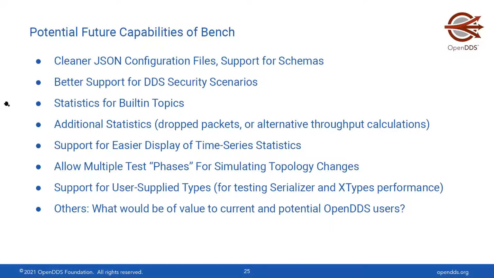We could add new statistics. There are definitely things that we think that we might add in the future. Things like dropped packets on various nodes to test for network congestion, and also support for different types of throughput calculation, those sorts of things. And we could also have statistics for built-in topics. So currently we're not really utilizing built-in topics as part of Bench, but we could potentially check the performance of the built-in topics in comparison, with how discovery times and things like that.